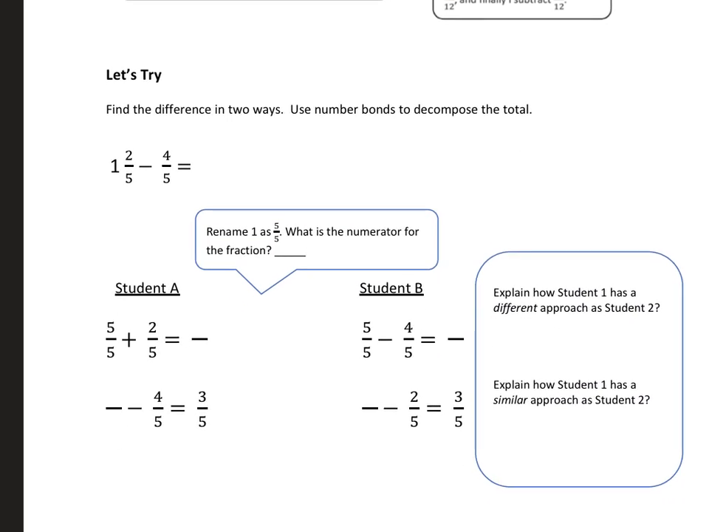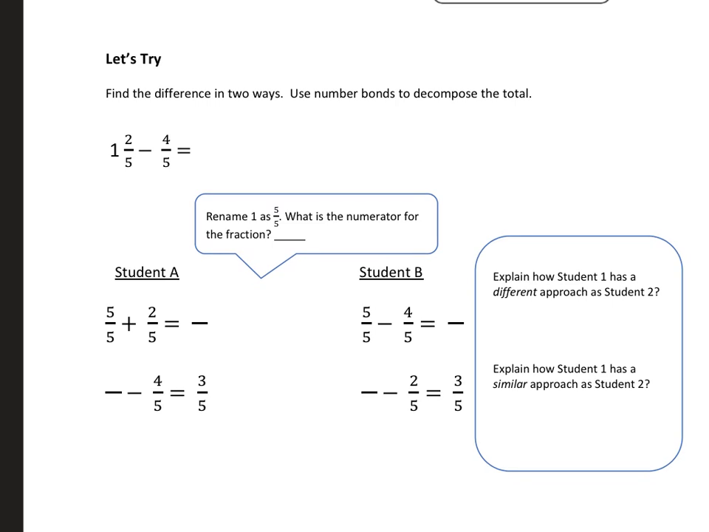It says, find the difference in two ways. Use the number bonds to help decompose the total. Okay, so it says 1 2/5 minus 4/5. Okay, so here, student A, they did part of it and they want us to fill it in. And I'm going to help you so that you can see when it's a subtraction sentence and when it's a fraction bar, because I know that it's kind of tricky to tell. I had to look at this for a little bit.